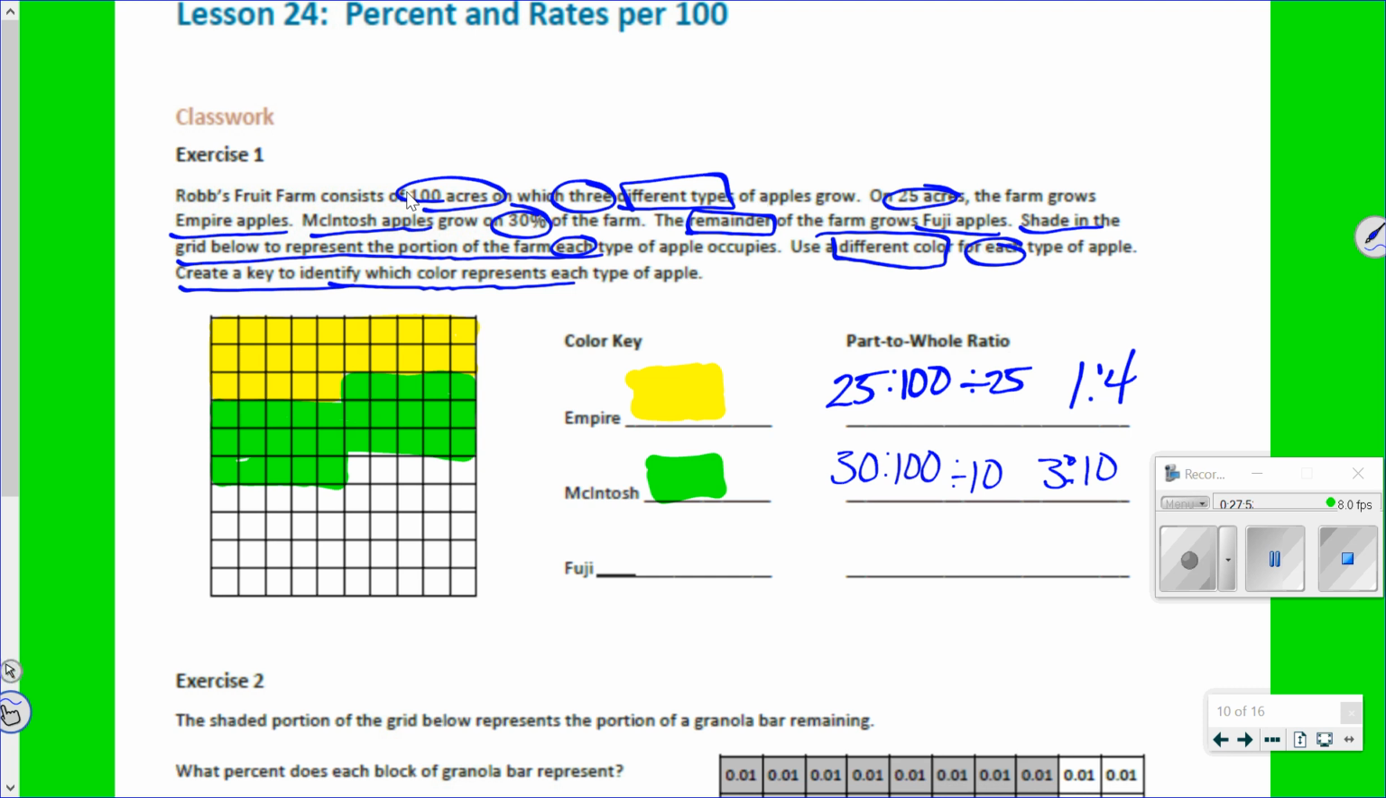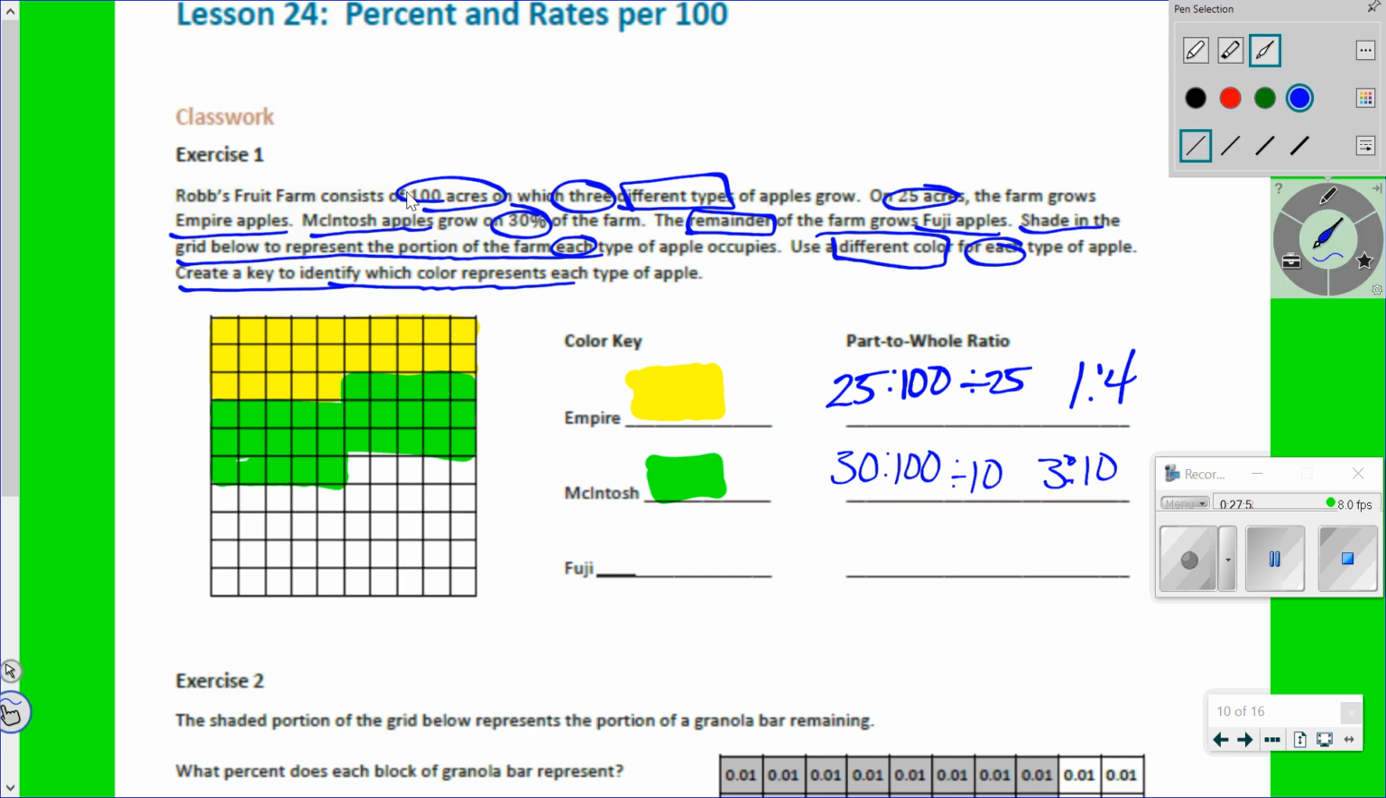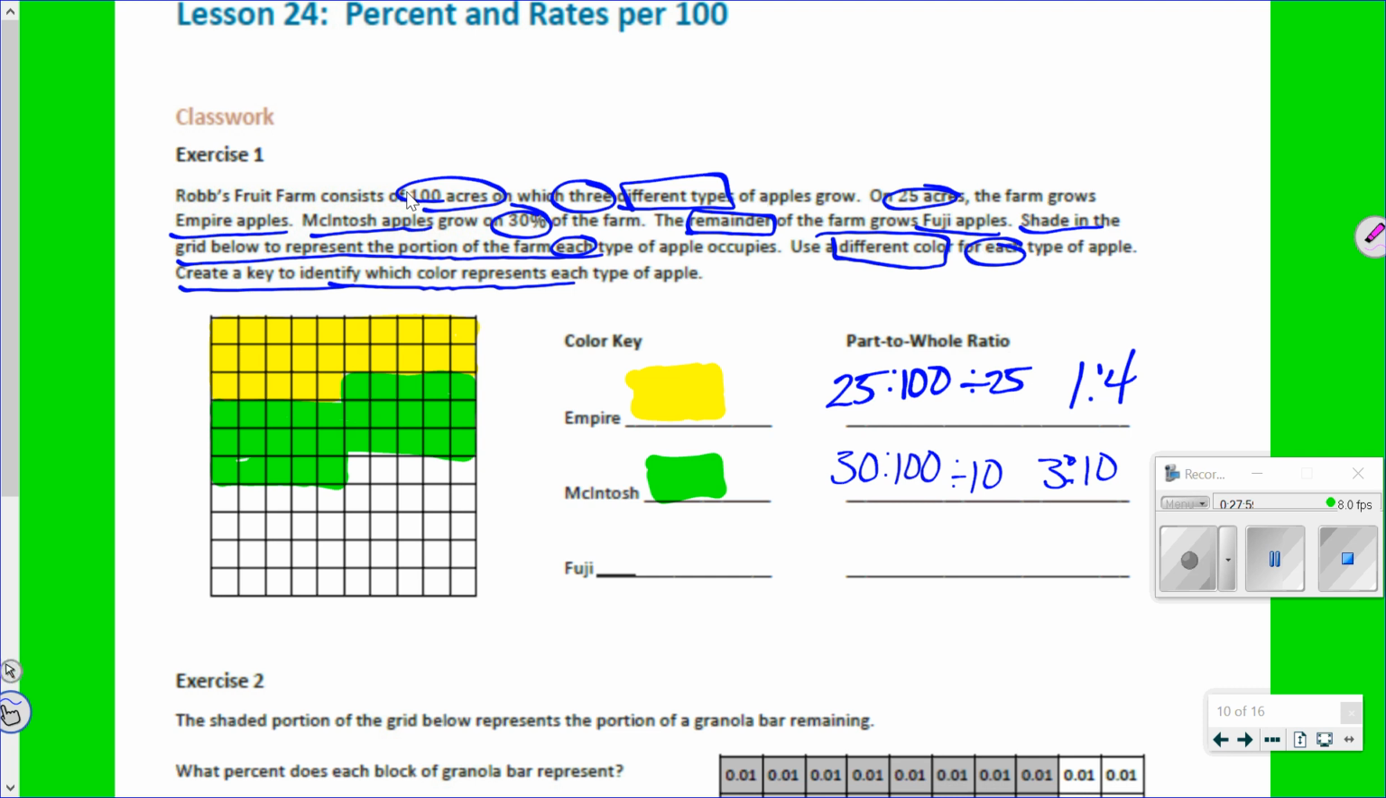Okay, and then our last set of apples, they said, is the remainder. So all I got to do now is color in the rest of the boxes.